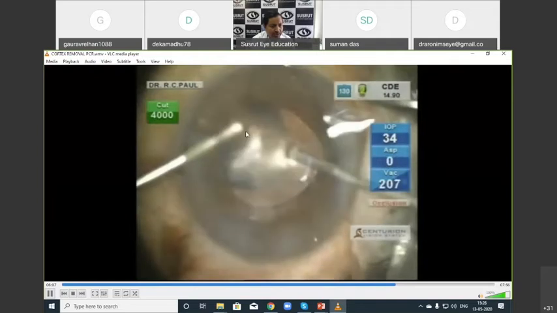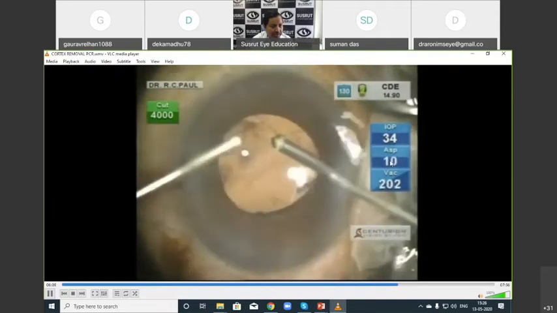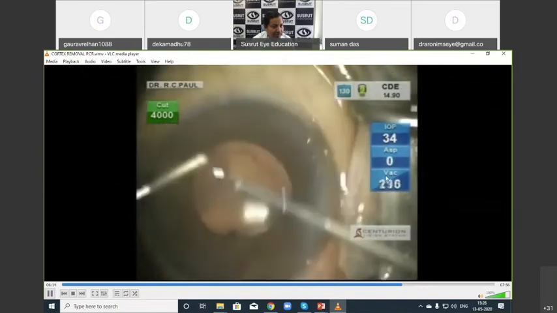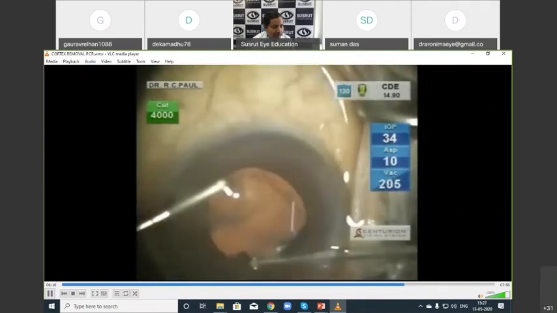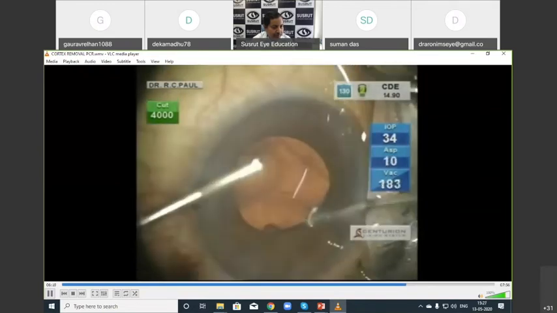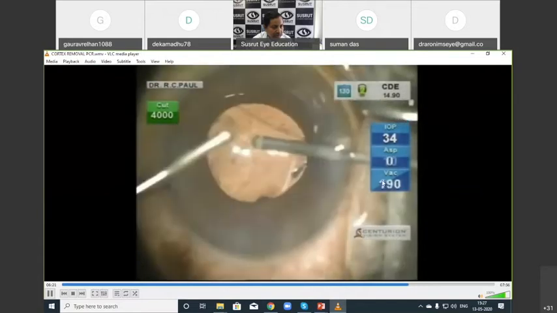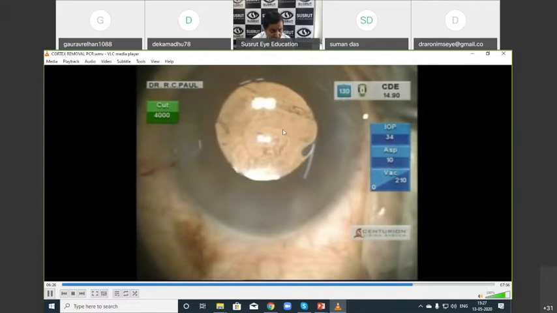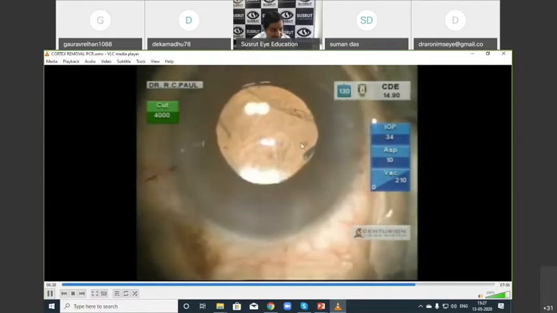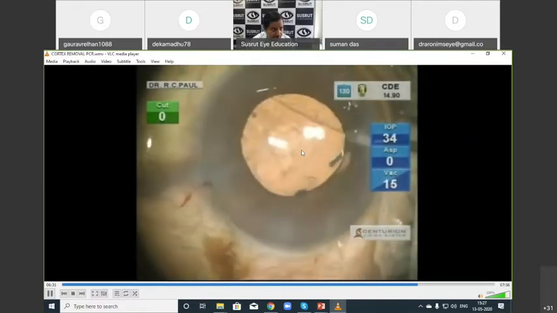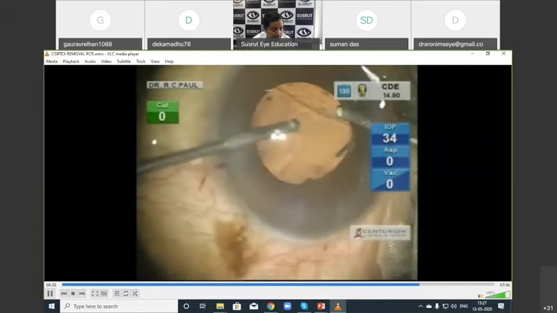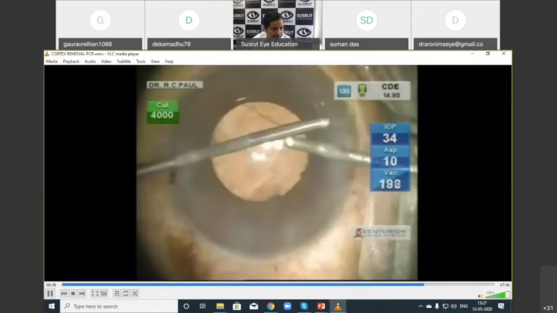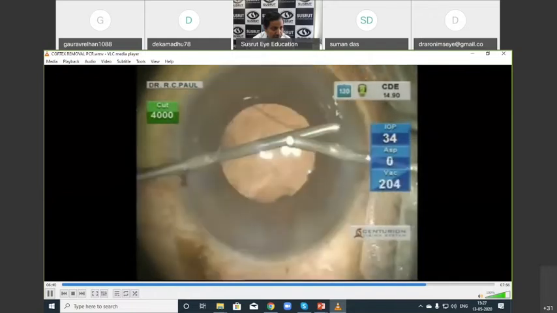I keep aspiration always very low. You can see aspiration here is 10. Phaco is somewhere around 250. So I am checking all around by aspirating, is there any vitreous fibers left? First 180 degrees completed. Next 180 degrees I am just going for, looking for any tags.